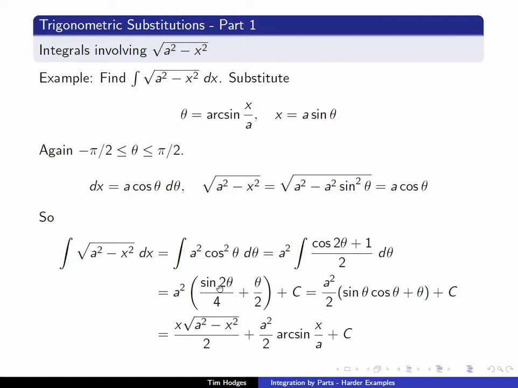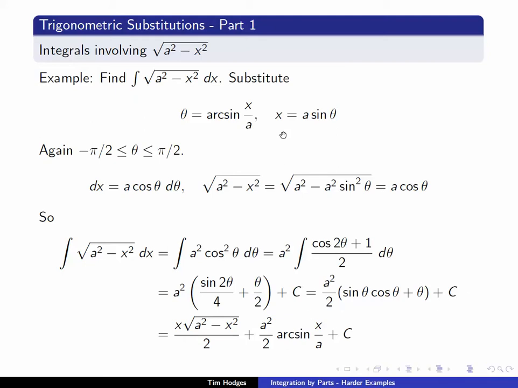Now, the problem is that we want to re-express sine 2 theta in terms of x. We could just say it's sine of 2 arcsine of x over a, but that's not too helpful. What we're going to do is use the double angle formula that says that sine 2 theta is 2 sine theta cosine theta. So that'll give us a sine theta cosine theta over 2 when we cancel out a 2. So we end up with a squared over 2 sine theta cosine theta plus c.